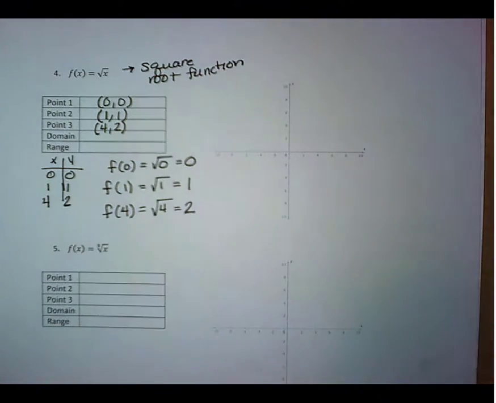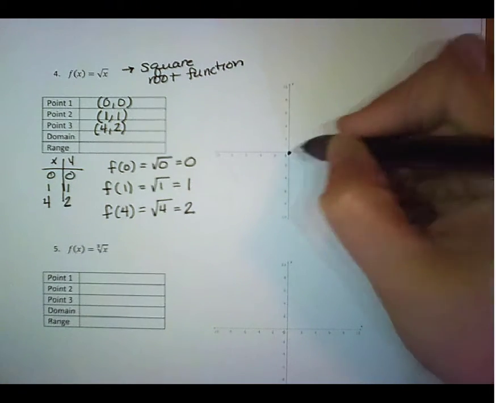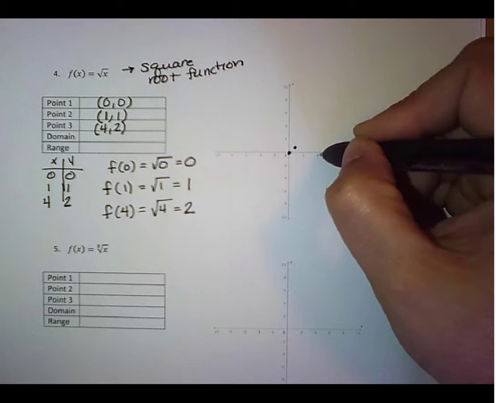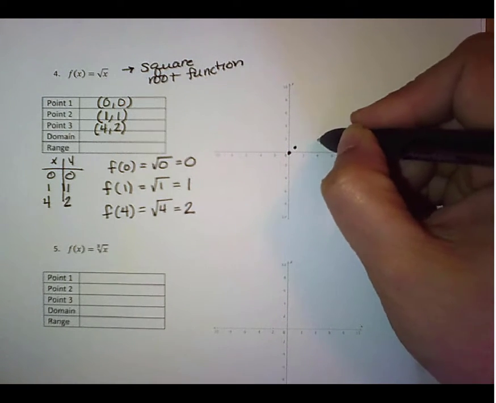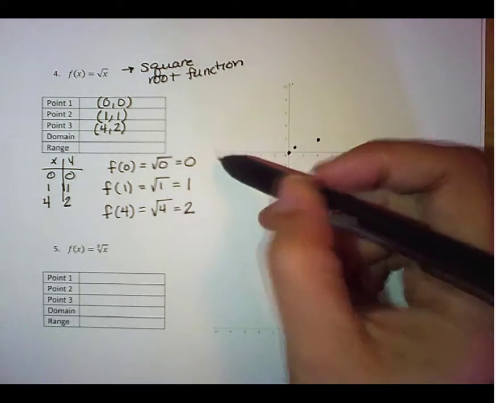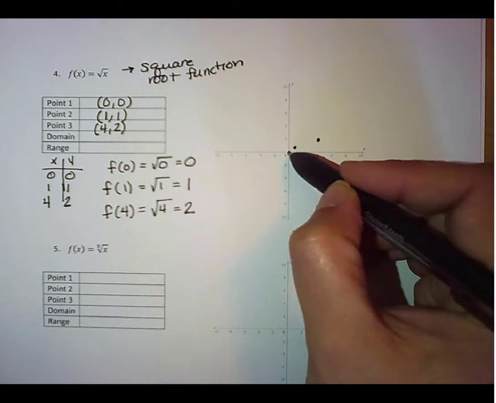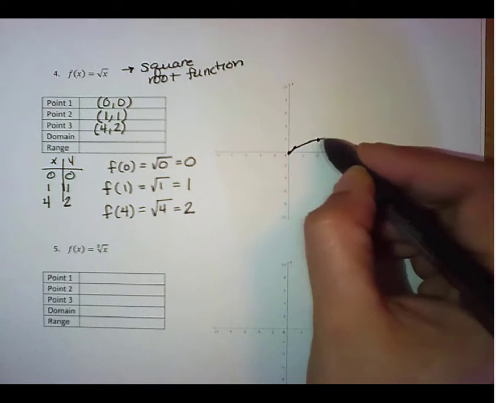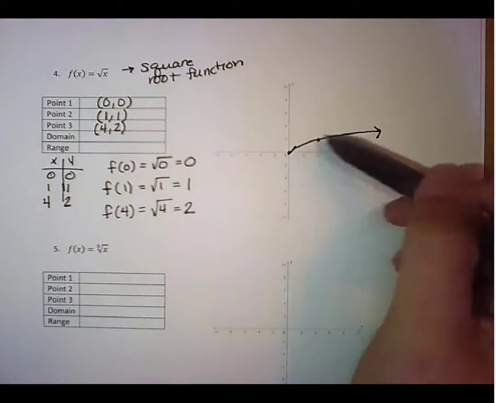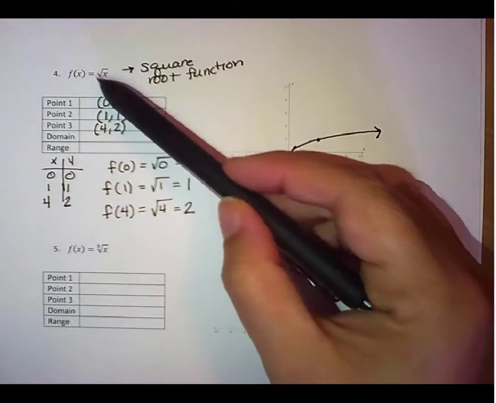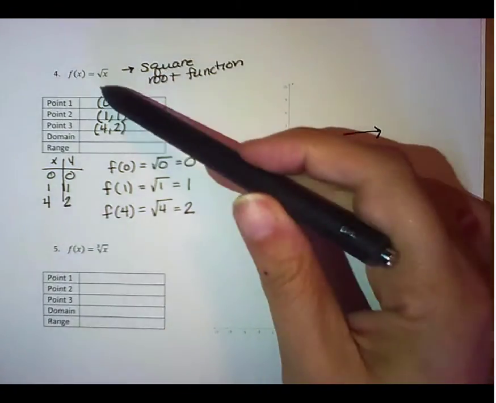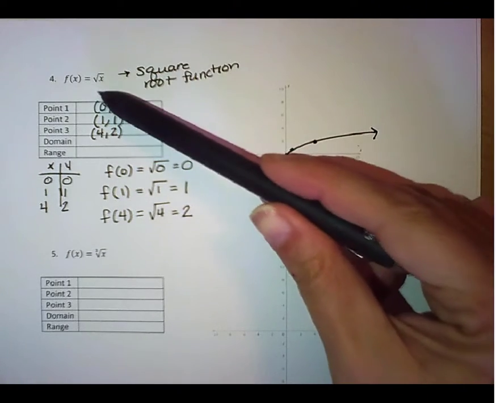So when we graph that, we've got our origin at 0, 0. We've got +1, +1. And then we have +4, +2. Now when we graph this, remember there's nothing on this left-hand side of this graph. It starts at the origin and it arches out towards the right. I actually kind of think that this particular graph looks a lot like the square root symbol itself. So that's usually how I remember the shape of this graph. I say, oh look, it looks a lot like its actual symbol there.